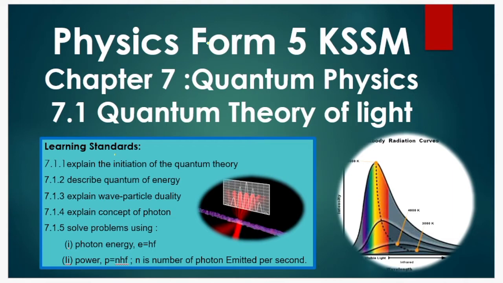Today we continue Chapter 7 Quantum Physics on Topic 7.1 Quantum Theory of Light. In this video, I will discuss 5 learning standards. The first one, explain the initiation of the quantum theory. The second one, describe quantum of energy. The third one, explain wave-particle duality. The fourth one, explain concept of photon. And the fifth one, solve problems using photon energy formula E equals hf, and also power, P equals nhf. Let's get started.